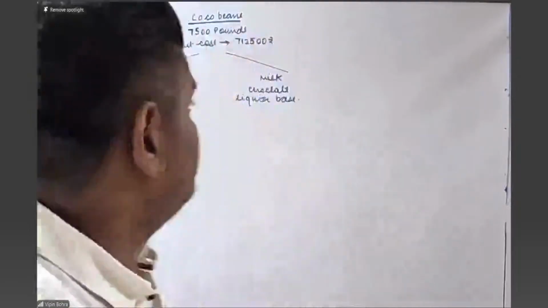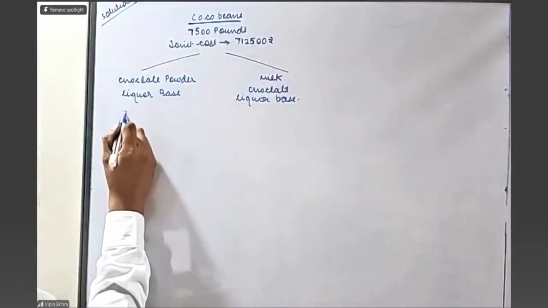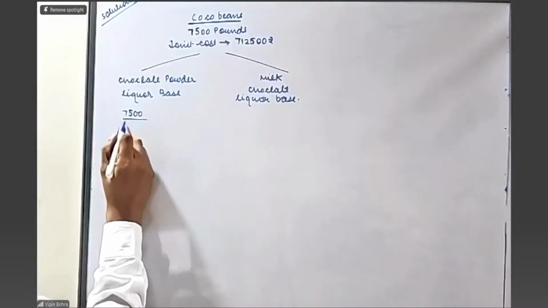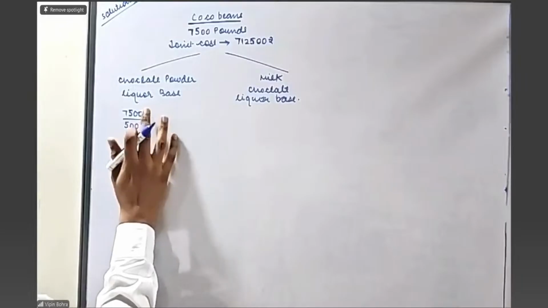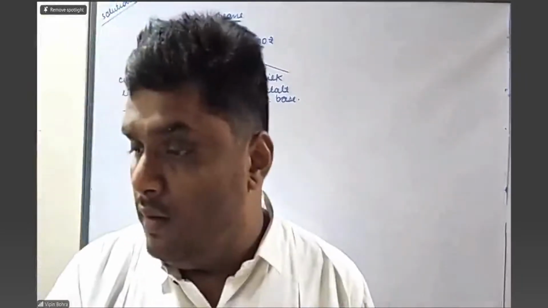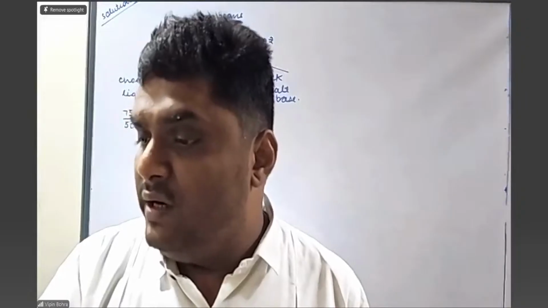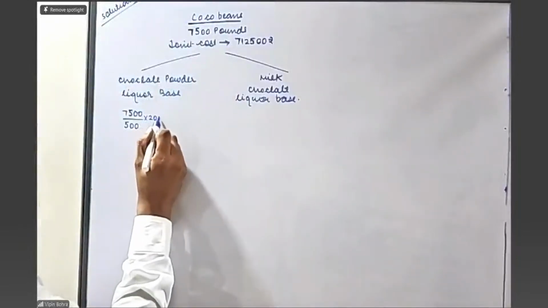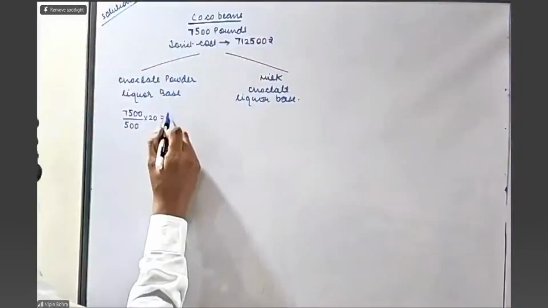The two intermediate products became separately identifiable at a single split-off point, wherein for every 500 pounds of cocoa bean, 20 gallons of chocolate powder liquor base is manufactured. So total pounds processed are 7,500, and for every 500 pounds, they will get 20 gallons of chocolate powder liquor base. For every 500, how much are we getting? 20 gallons. So in total, how many gallons will we be getting? 300 gallons.